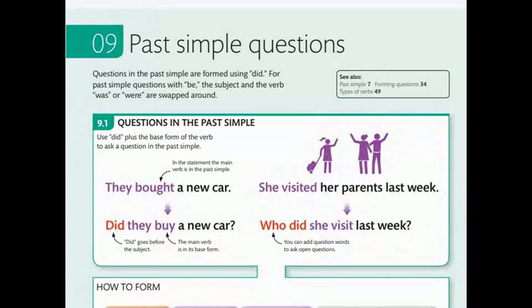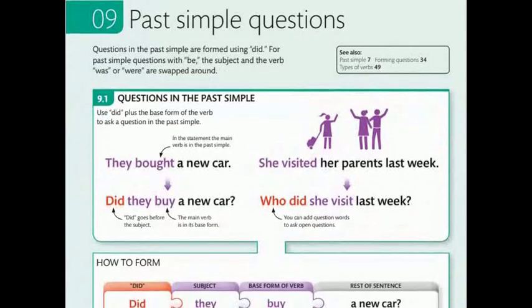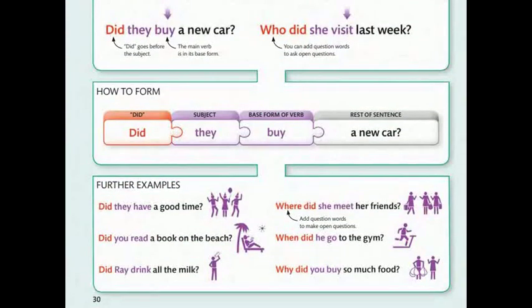She visited her parents last week. Who did she visit last week? You can add question words to ask open questions. How to form: did, subject, base form of the verb, rest of the sentence. For example, we have, did they buy a new car?